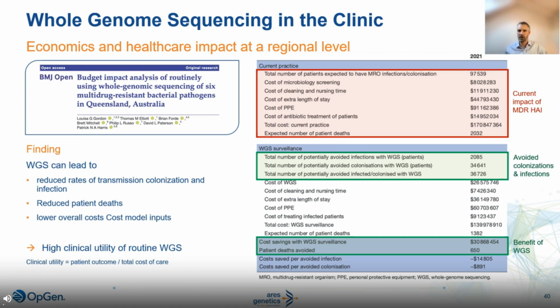These numbers, highlighted in green here on the right-hand table, deliver a very clear message about the patient benefit that can be realized through routine whole genome sequencing. Now let's take a look at the impact on healthcare costs next.